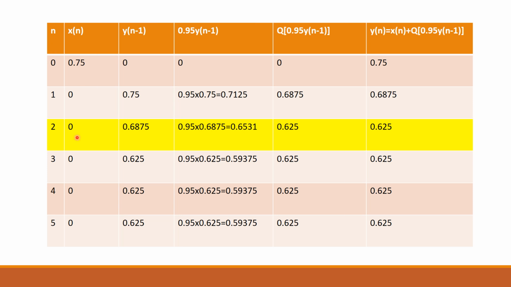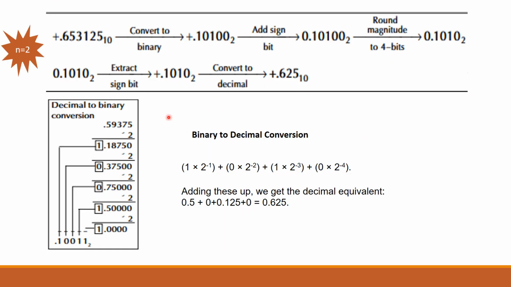So when n is equal to 2, x of n value is equal to 0. What is the previous output value? The previous output value is 0.6875. Then it is multiplied with 0.95 and you'll get 0.653125. Here again, you are going to convert this into binary, then apply quantization, and again convert it into decimal.